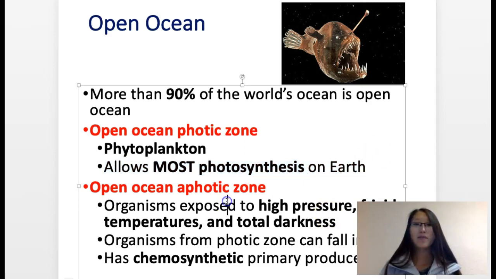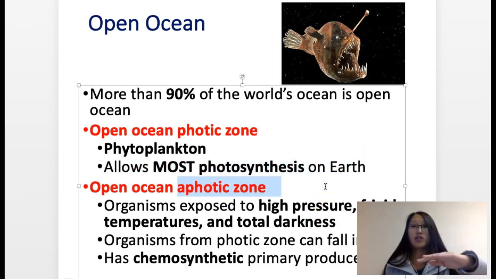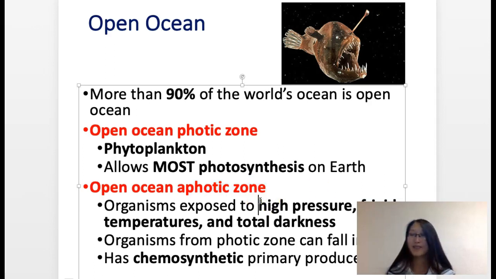And then the last one is that underneath 200 meters, there's the Aphotic Zone. The Aphotic Zone is a mysterious place, and we still don't know a lot about it. And it's a dangerous environment for a lot of organisms because there's very high water pressure. It's very cold in there, and it's completely dark, which is not what most organisms that we know of are very used to. So it's quite interesting. Maybe you'll become a marine scientist and study the Aphotic Zone.